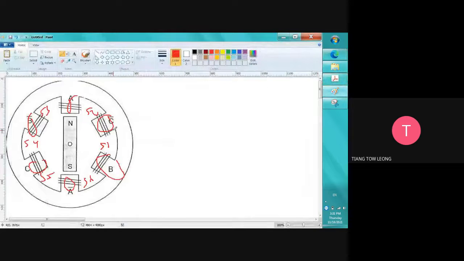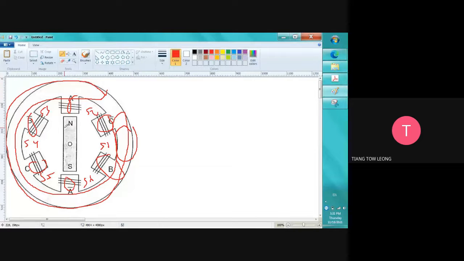Yoke is a stator yoke and the rotor yoke. Yoke means the iron on the stator part or rotor part. Stator yoke means the iron on the stator part. This is the stator yoke. Everything here is the stator yoke. And then everything here is the rotor yoke. Rotor yoke.